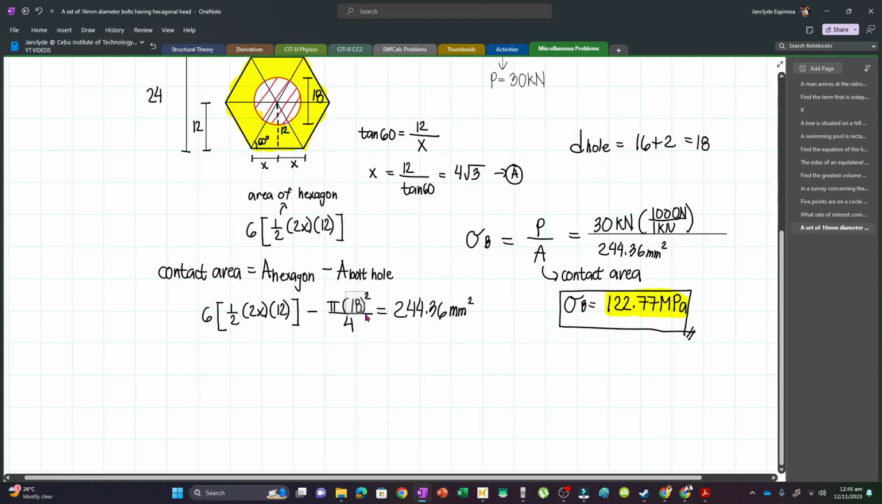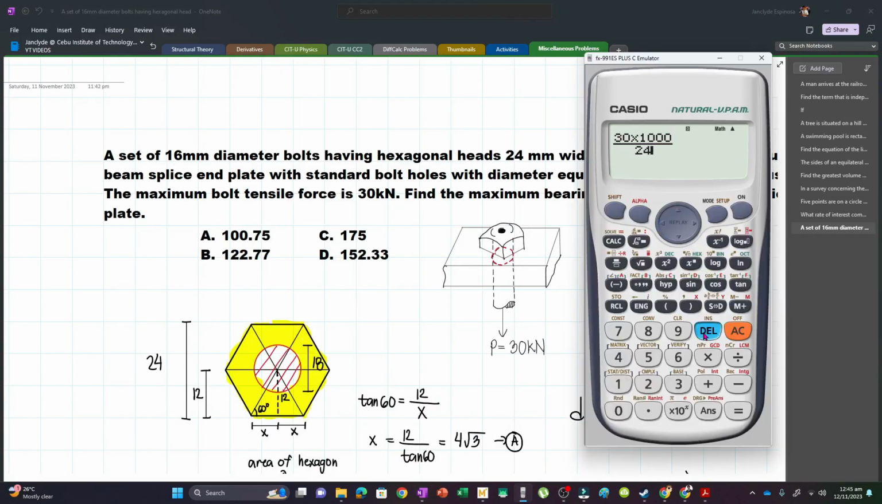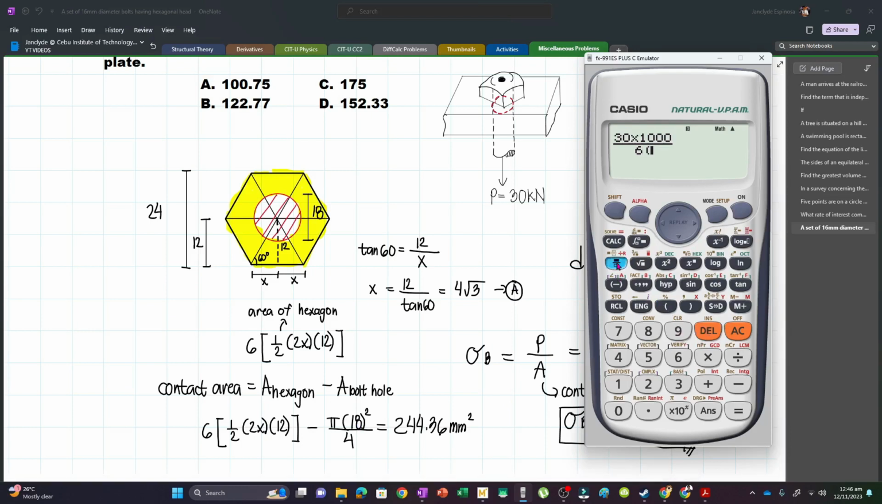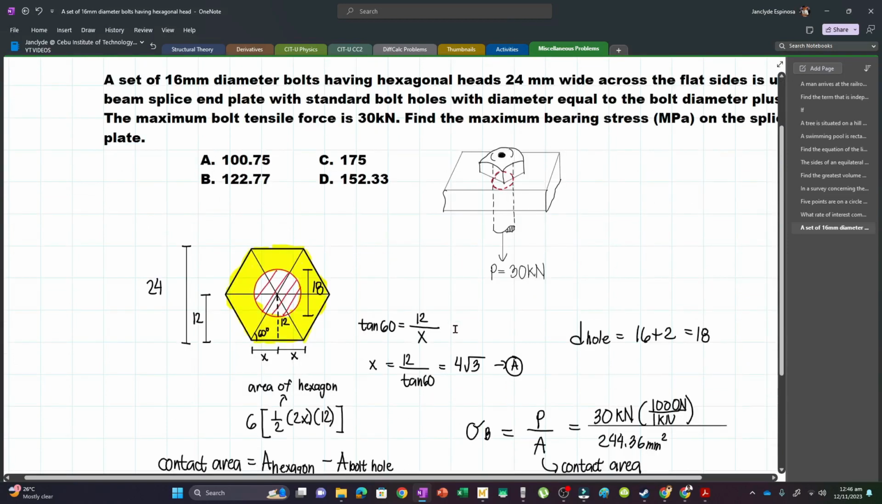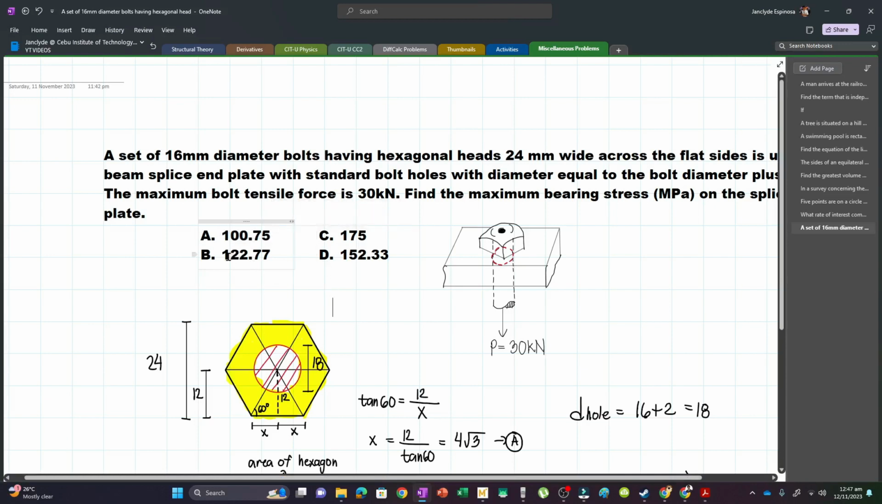Now sir, what if I did not use 18? What if I used the diameter of the bolt? That will still come out in the choices. Let's try to check. If we used 16 instead of 18, let's type that here. Let's change this into 16. And then over 4. Now that will be equal to 100.75. Now this is in the choices. And so that's why you have to be careful whenever you are solving for these types of problems. Because the wrong answer will still be in the choices. And if you were careless, you might have chosen this one instead of the correct answer.